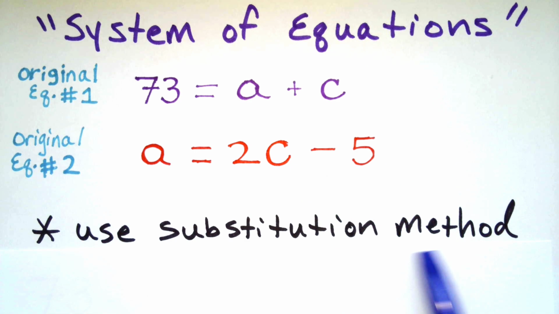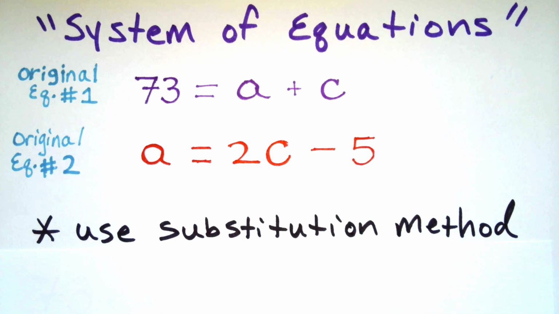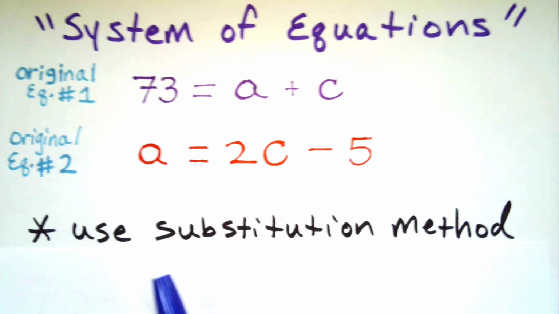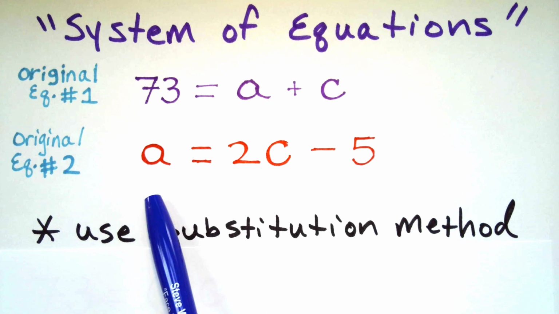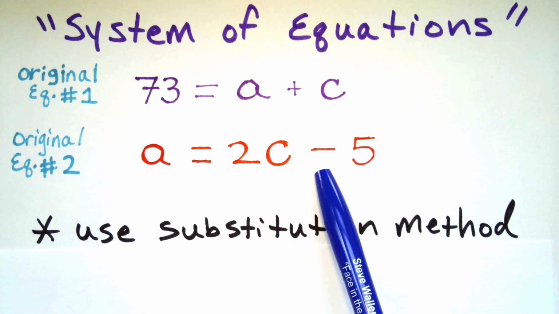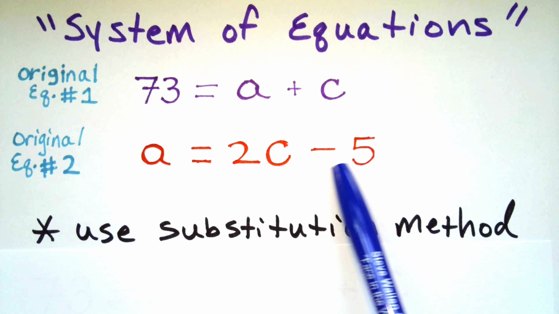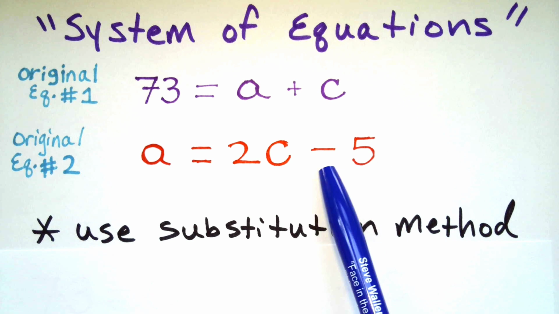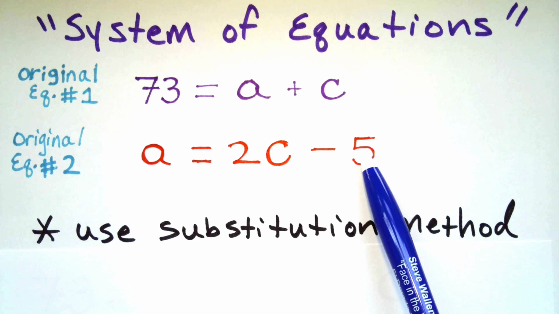So I'm going to use the substitution method. And if you've been following my videos on system of equations, you know there's two ways using system of equations. You can use elimination or substitution method. So here, since I know what A equals, 2C, or 2 times C minus 5, or 2 times C plus negative 5. That minus sign or negative goes with the 5 term, so it's a negative 5 term.